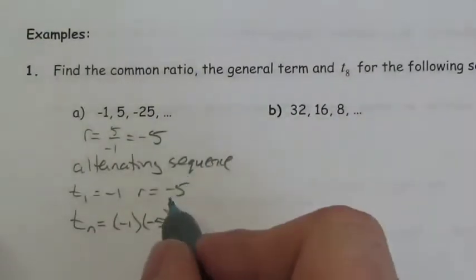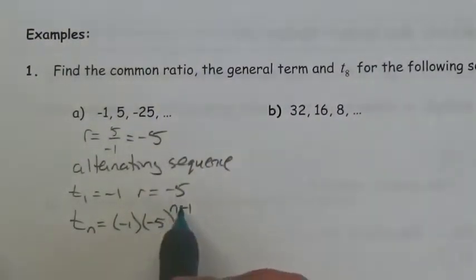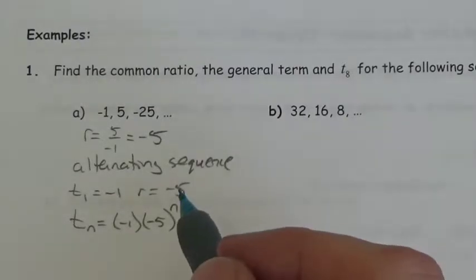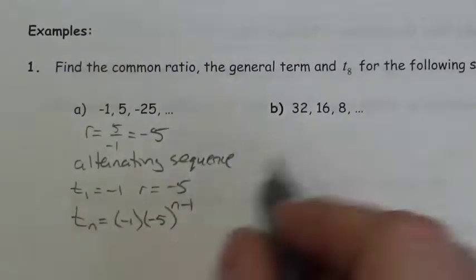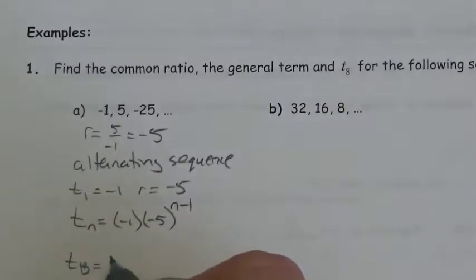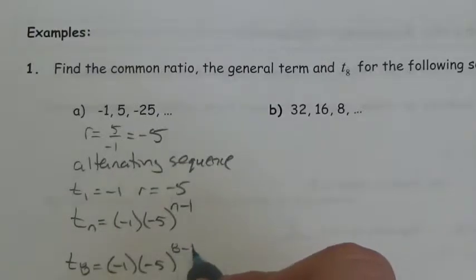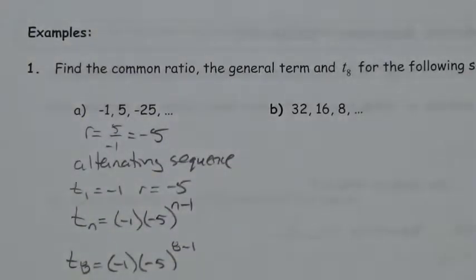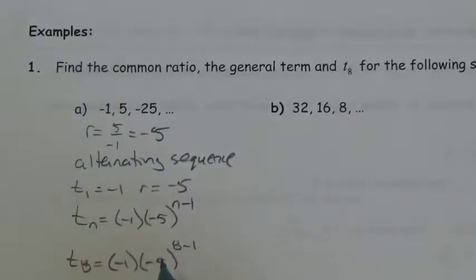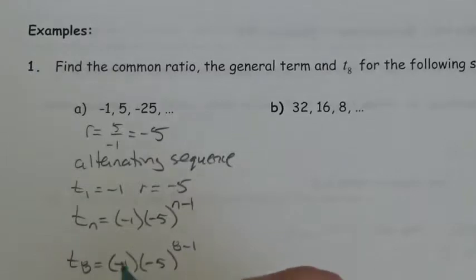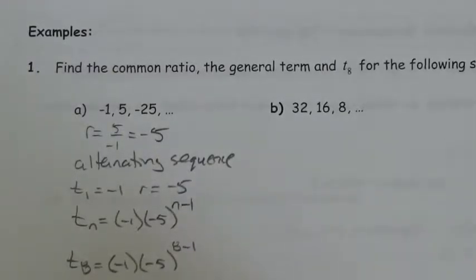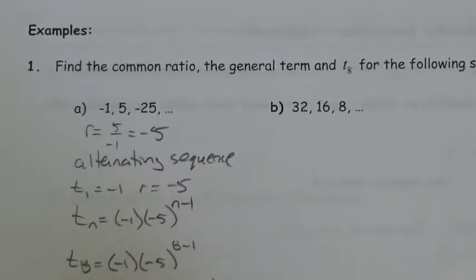Now, again, because it's the general term I'm looking for, I don't specify the value of n. I leave it as n, so to the n minus 1. Now, I also want the eighth term. So it's going to be negative 1 multiplied by negative 5 to the 8 minus 1. Okay, so we got negative 5, and we're going to take that to the power of 7. Okay, well, we're going to get a big number here. That's going to be negative 78,125. And putting that negative through from the first term, we get 78,125.